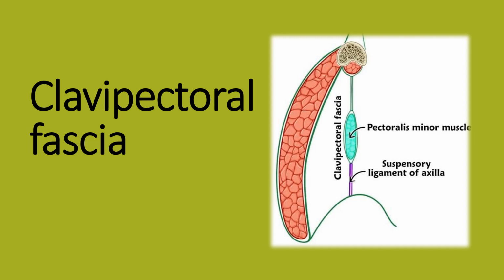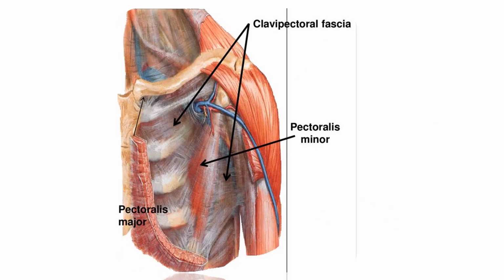In this video, I am going to talk about the clavipectoral fascia, its attachment and the structures piercing the clavipectoral fascia. Clavipectoral fascia is the one which extends from pectoralis minor to clavicle. It is a strong sheet of fascia which extends from pectoralis minor to clavicle, called clavipectoral fascia. It encloses pectoralis minor and subclavius muscle.